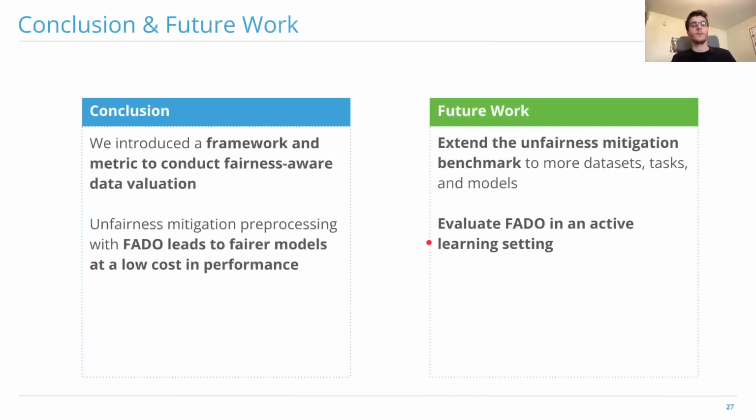So to wrap up, we introduced the fairness-aware data valuation framework and the metric as well, and we showed how it can be used to lead to better fairness at a low cost in performance. For future work, we'd like to extend this unfairness mitigation benchmark to more data sets, tasks, and models, and also evaluate our framework in other settings like active learning.